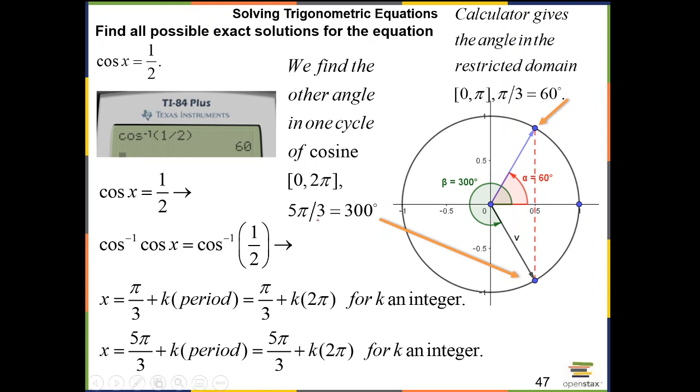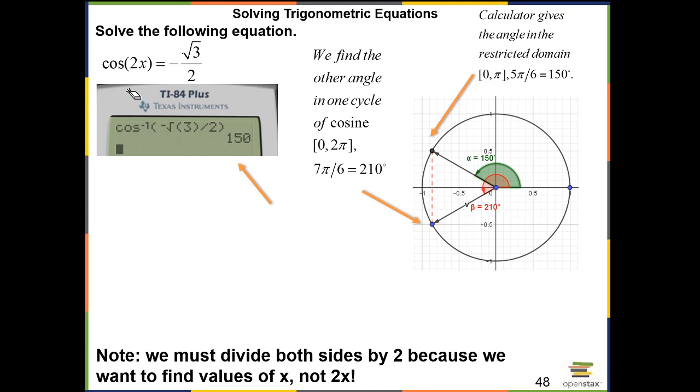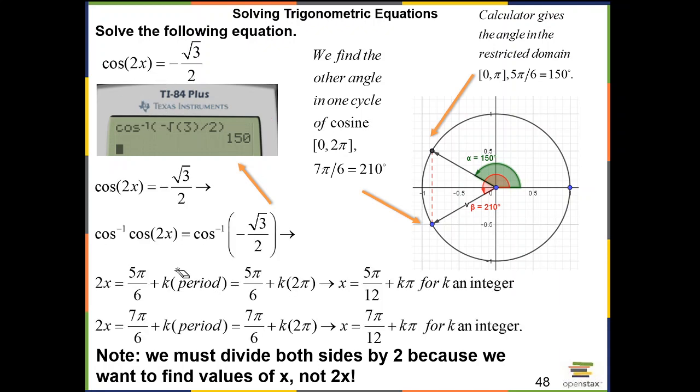Okay? All right, so let's look at another example. In this case, the argument of cosine is not x, but 2x. Well, we solve it the same way. We take cosine inverse of both sides. There you go. Cosine inverse of the left side equals cosine inverse of the right side. So that gives us 2x, not x, but 2x, right? So 2x comes out here. So we're going to look for angles whose cosine is negative square root of 3 over 2.